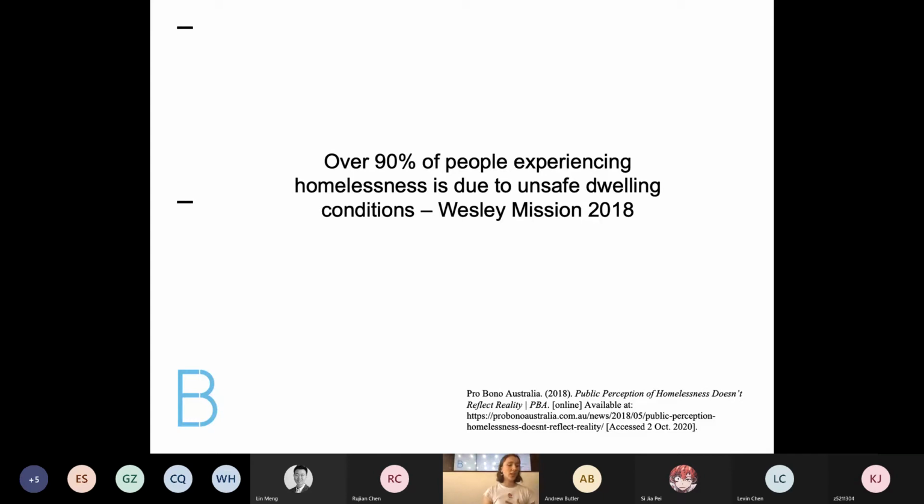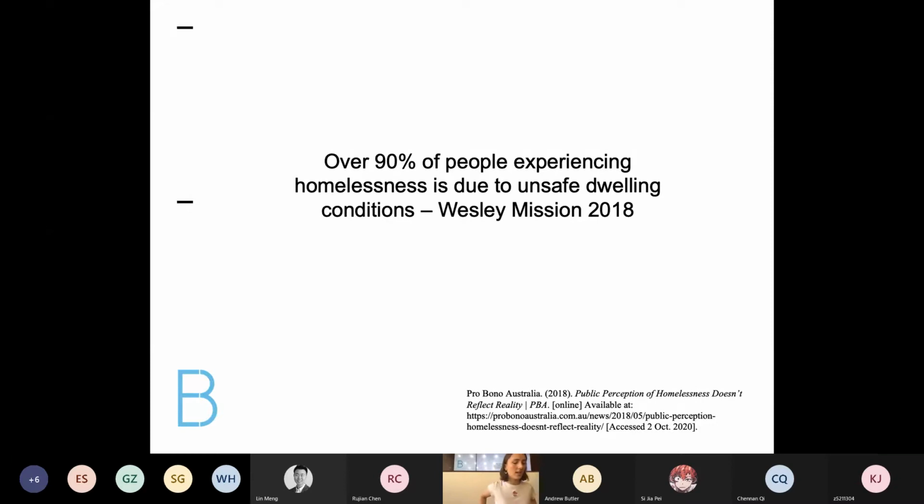So in Australia, according to a survey by Wesley Mission, over 60% of Australians believe that homelessness is due to people being addicted either through drugs or alcohol. However, in reality, 90% of people experiencing homelessness is due to unsafe dwelling conditions. So how can this perception and understanding be changed?